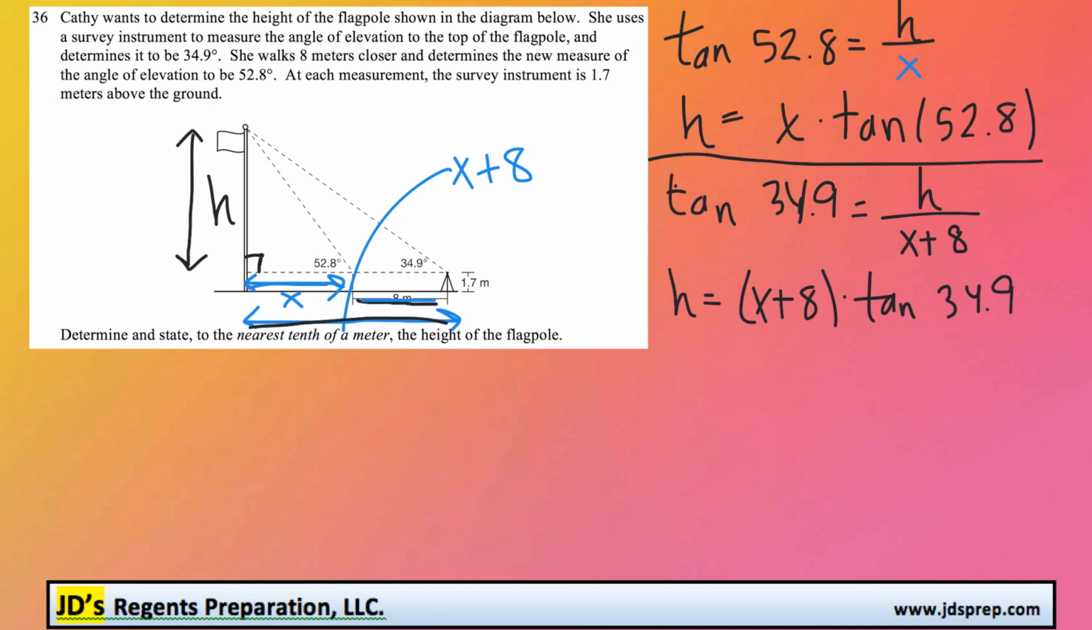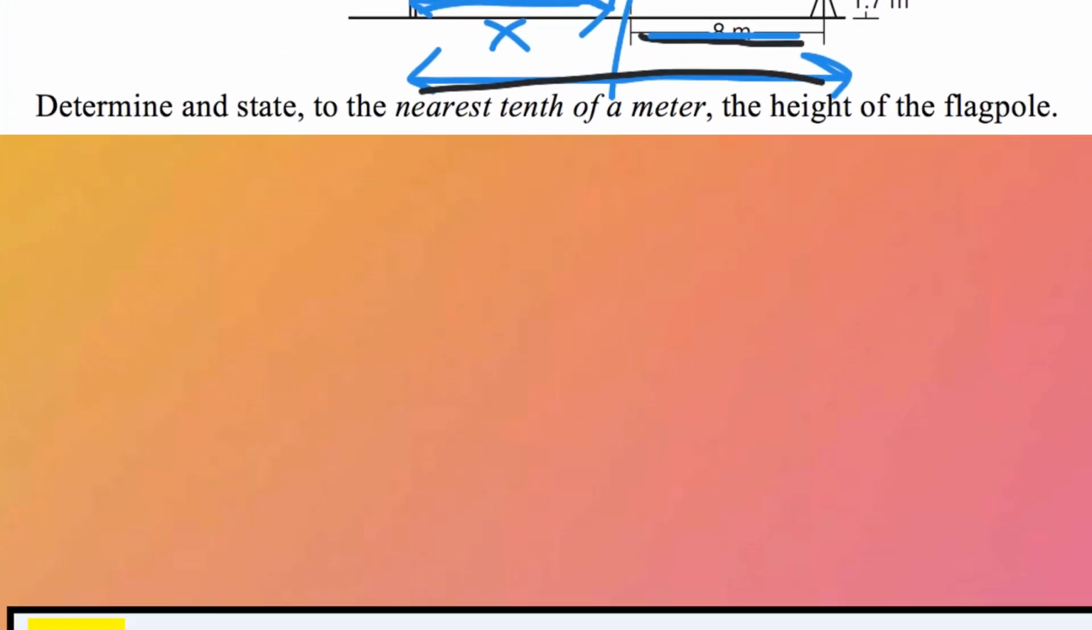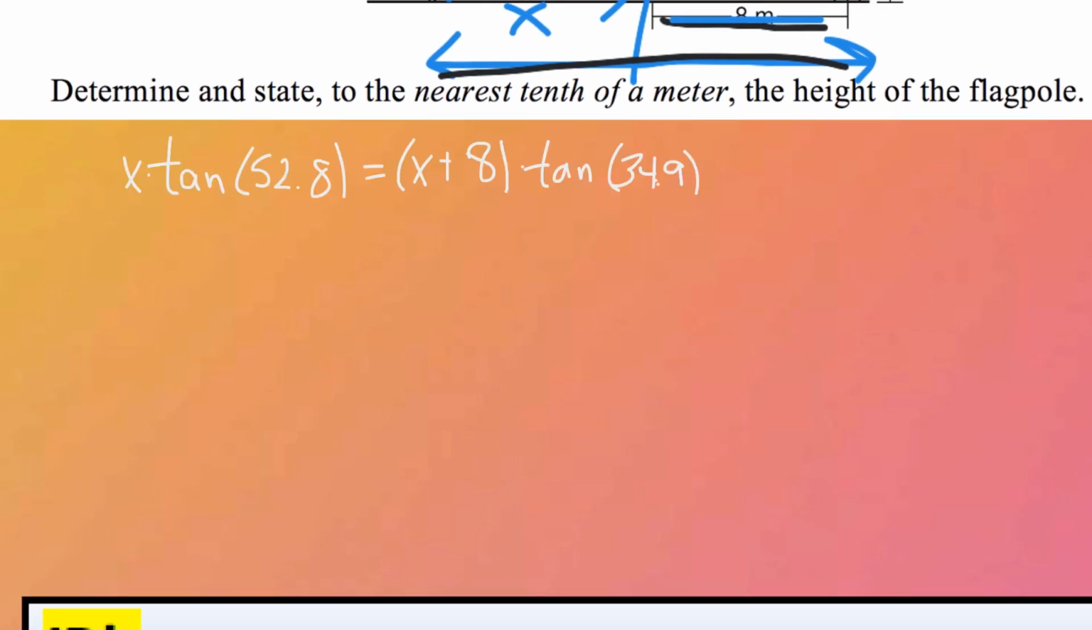So now what we're going to do is, because we have solved for h in two different ways, the height, we're going to set these equal to each other and solve for x. I'm going to zoom in over here actually, just because we're running out of space. Alright, now the first thing I'm going to do is get rid of these brackets by distributing and multiplying tan of 34.9 with both of those.